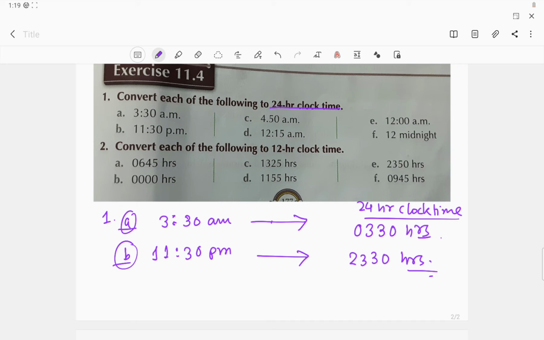But in our home, in our office, in our school, we follow the 12-hour clock time. If I ask what is the time, you say, oh sir, it is 1:30 p.m. Oh, it is 9 a.m., that is in the morning. 1:30 p.m. means afternoon. 5 p.m. means afternoon. Oh sir, it is 11 p.m. Oh, it is the night. Okay?